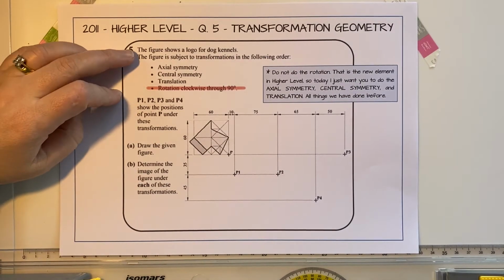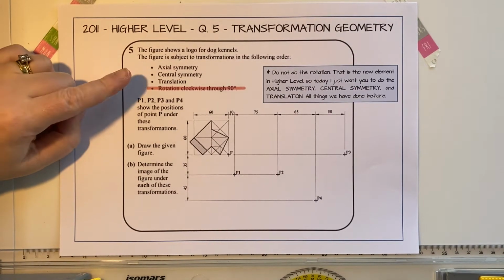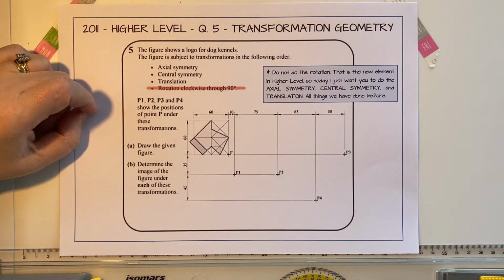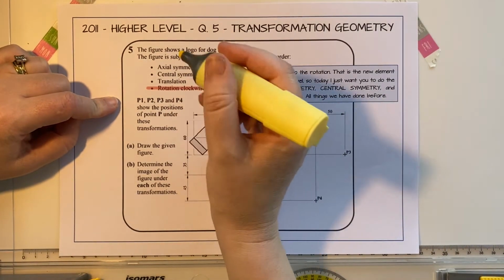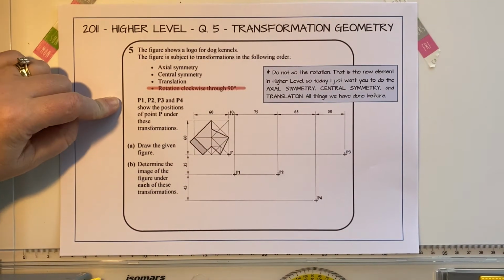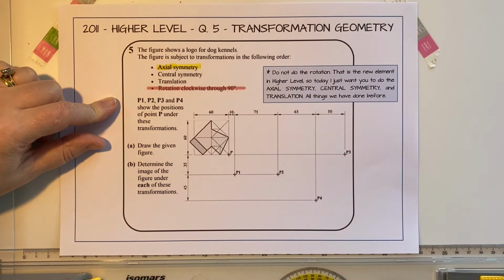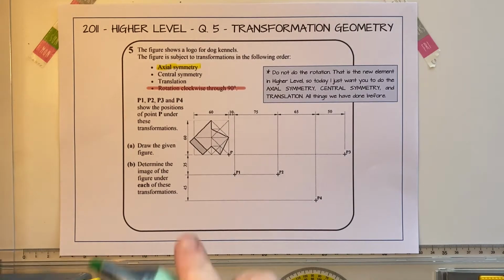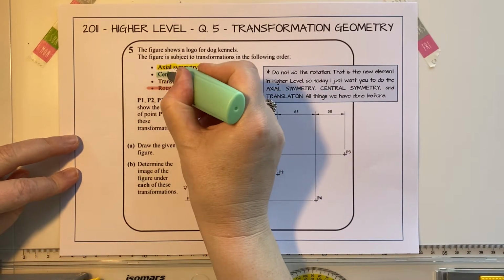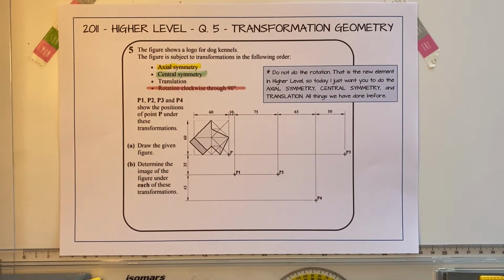So it says that the figure shows a logo for dog kennels. The figure is subject to transformations in the following order. So we have axial symmetry first, followed by a central symmetry, followed by a translation.